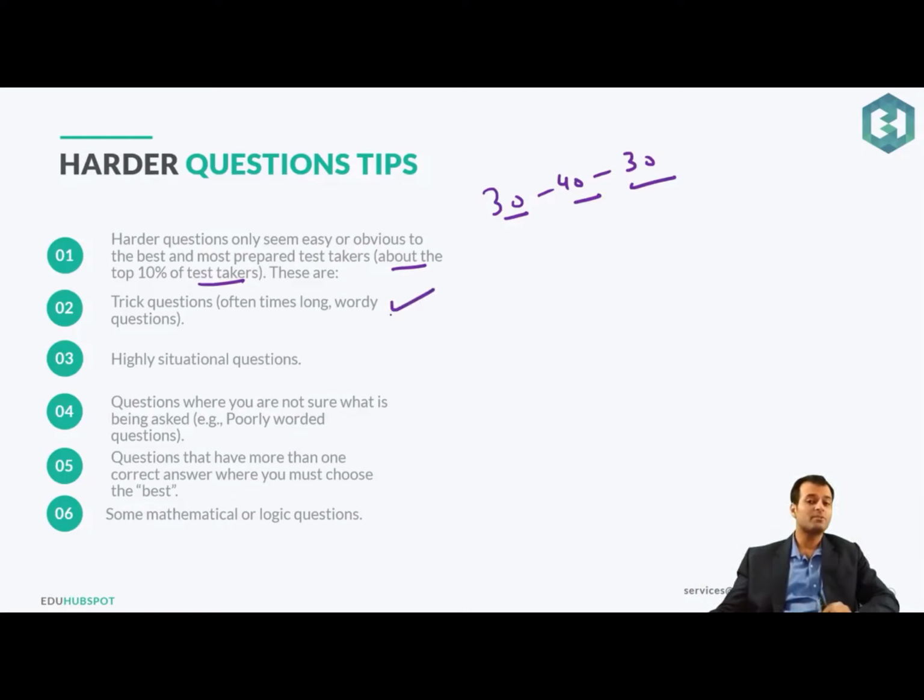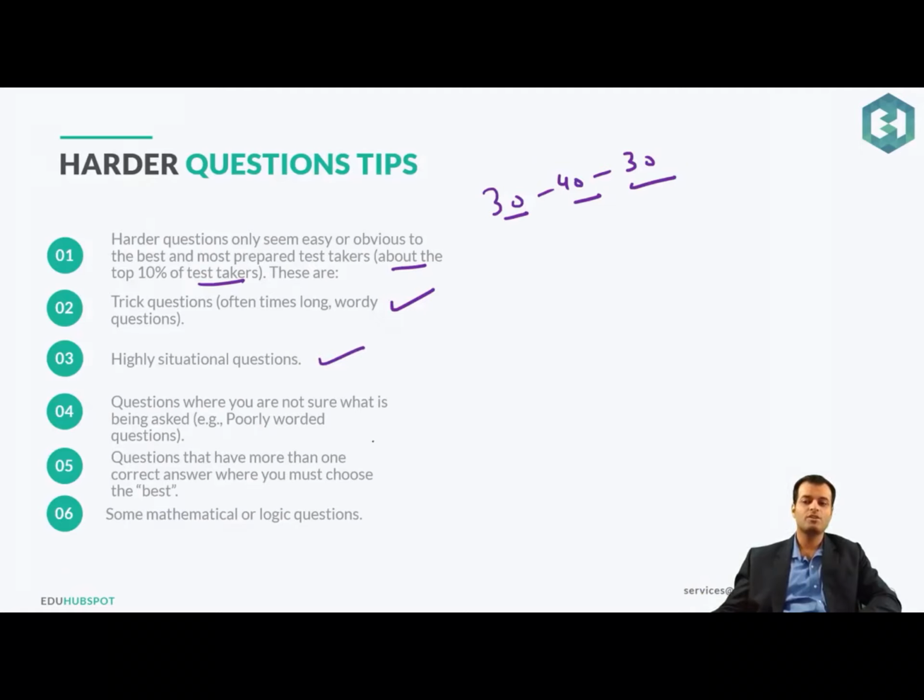Next would be some trick questions, what I was referring to as the 30%, which are often long, wordy questions. They'll give 4 to 6 lines. Whenever you read the length of a question, just understand that this is from the harder section, and it would be wordy, confusing, and highly situational. They'll say, you are a project manager, this is what happened, what will you do in such a scenario? Situational.